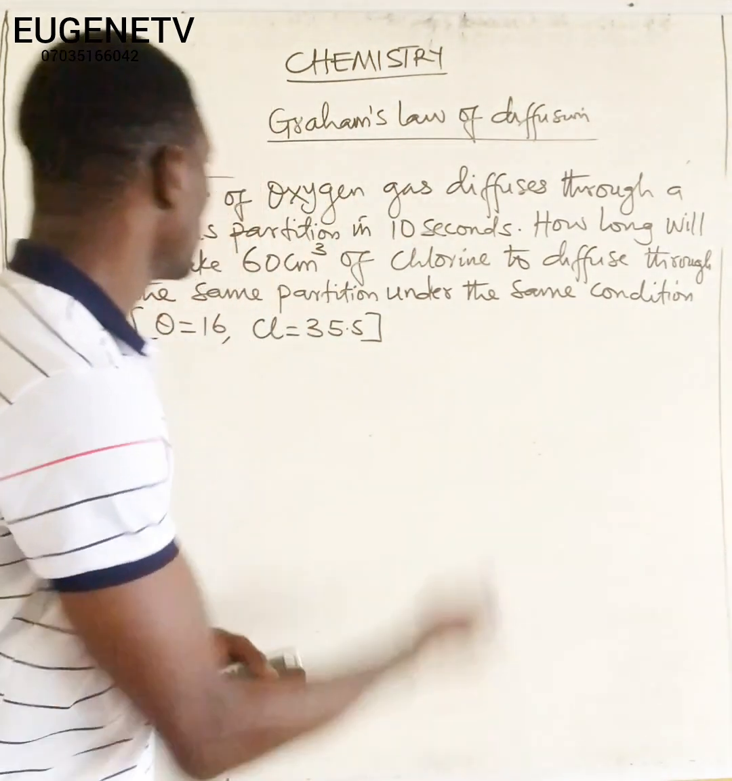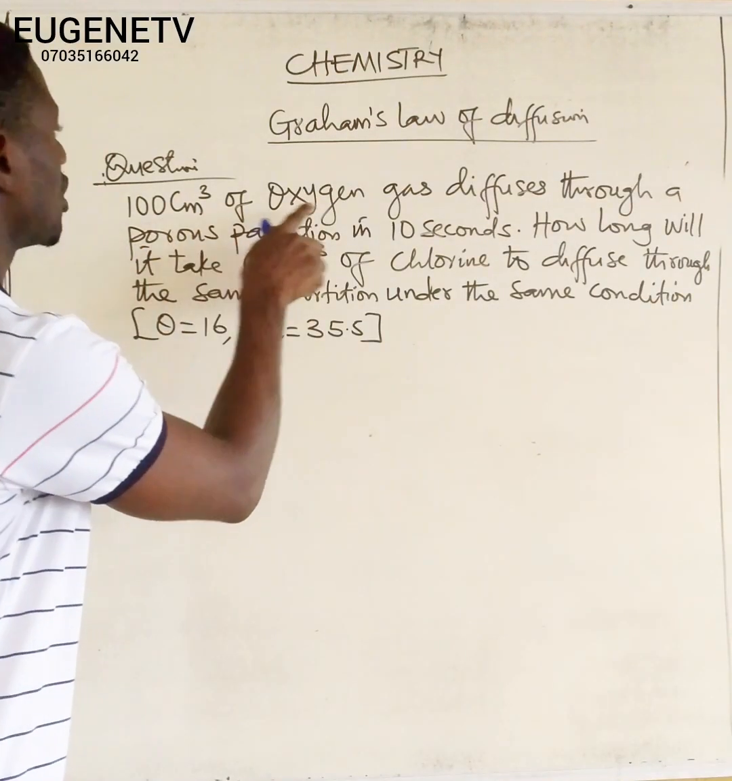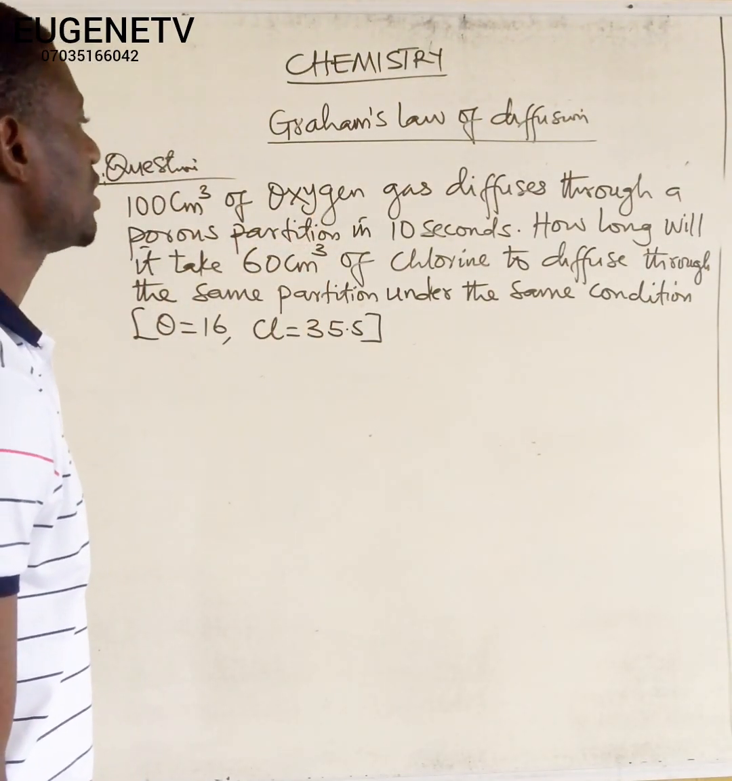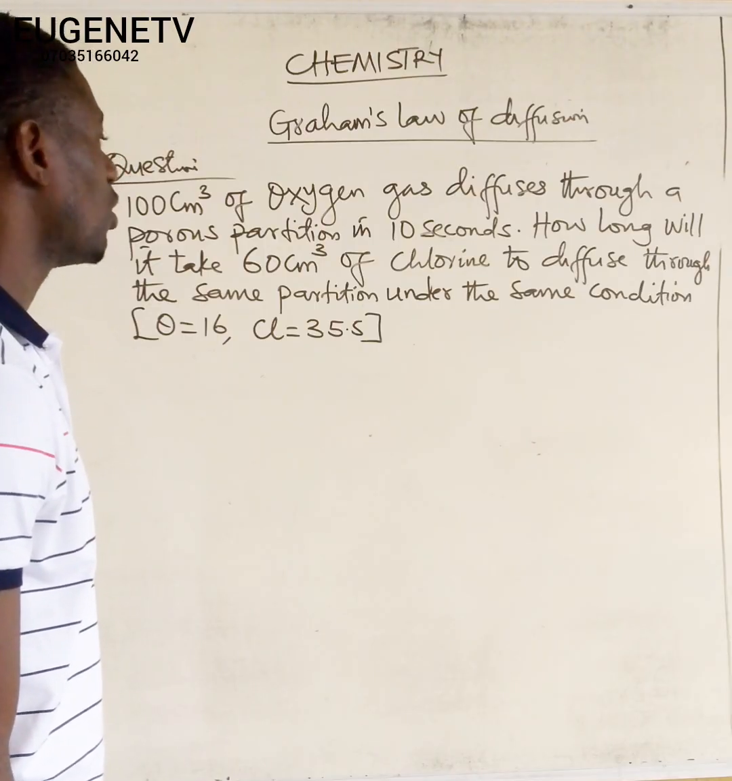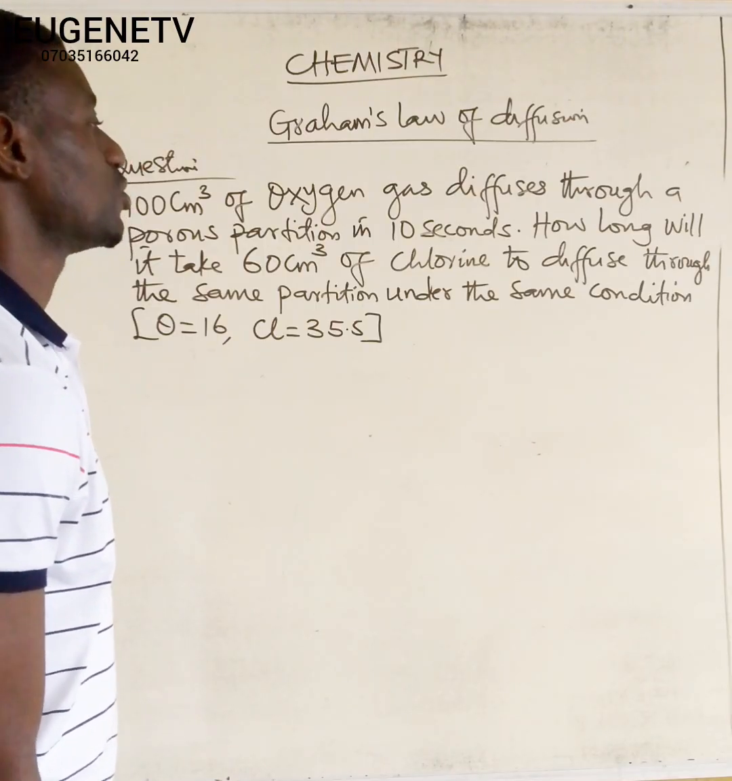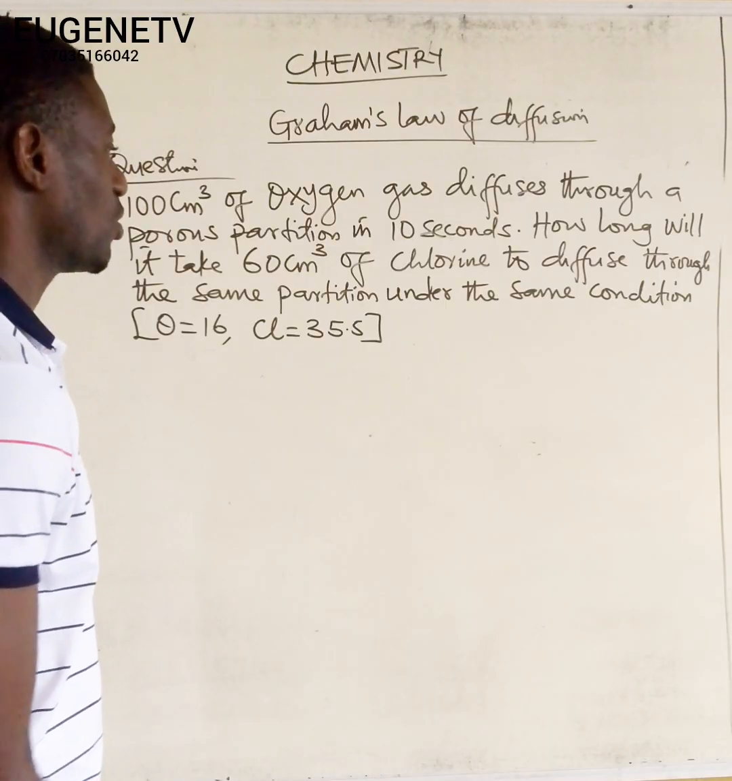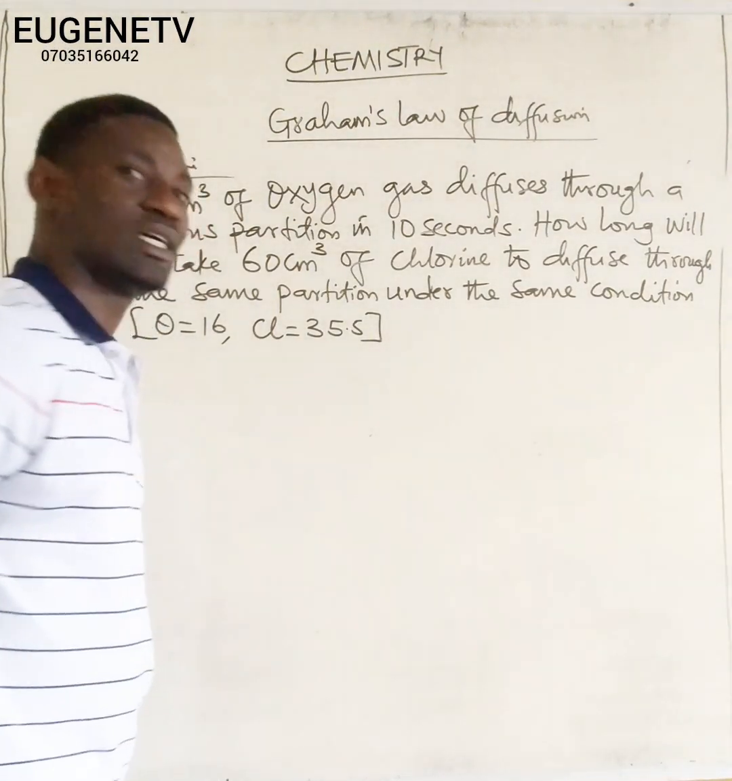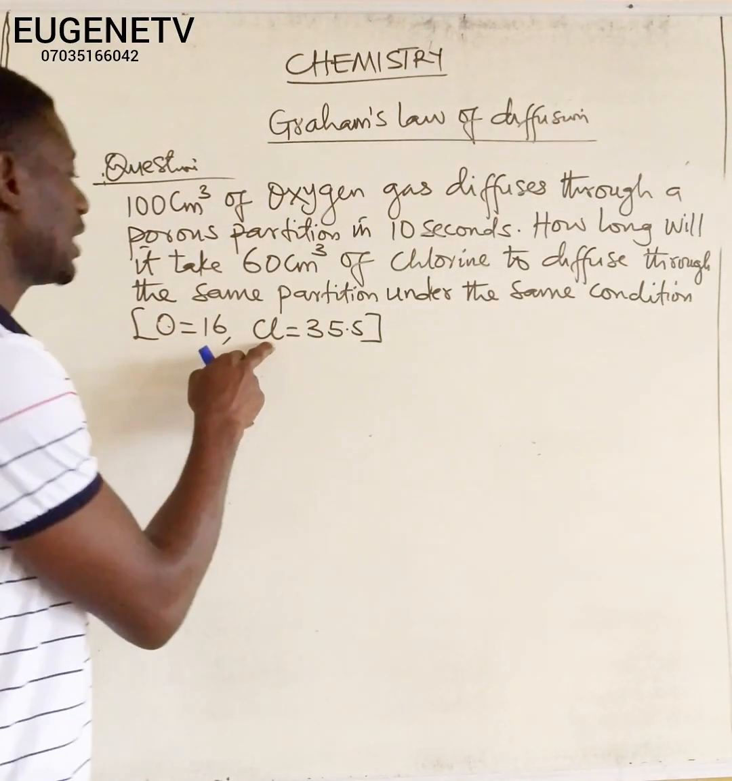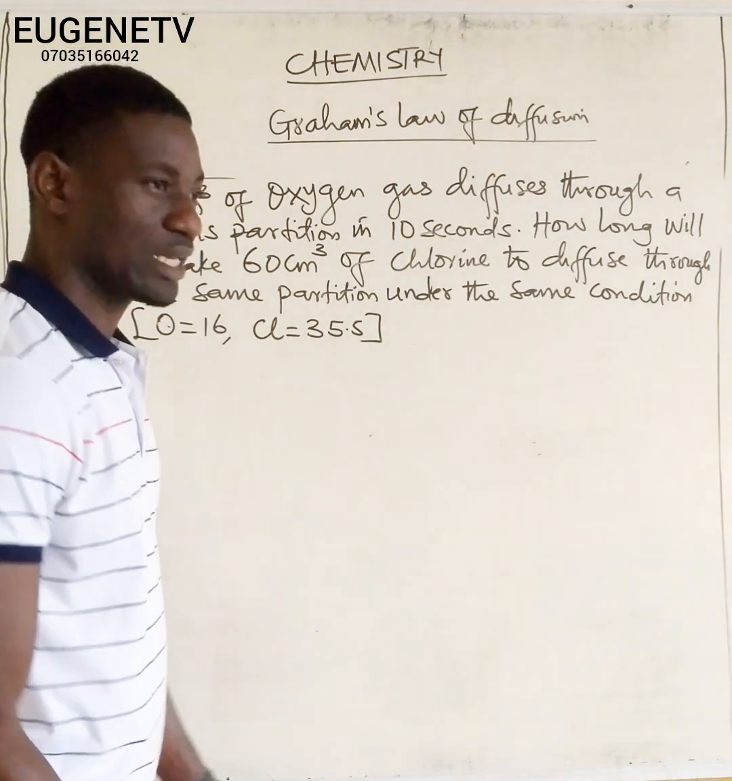Alright, so the question reads here that 100 cm³ of oxygen gas diffuses through a porous partition in 10 seconds. How long will it take 60 cm³ of chlorine to diffuse through the same partition under the same condition? And of course, we're given the atomic mass of oxygen to be equal to 16. That of chlorine is equal to 35.5.